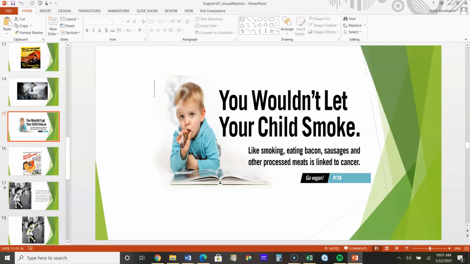They say you wouldn't let your child smoke, and that's in very large, very bold, black letters. And the words like smoking, eating bacon, sausages, and other processed meats is linked to cancer. You have a child who's smoking a cigar and reading a very large book. Looks like to be some type of picture book.